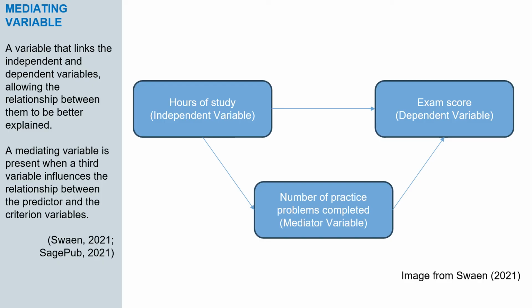So here we got to notice a direct path from hours of study to exam score and an indirect path from hours of study to number of practice problems to exam scores. So the mediating variable is present when a third variable influences the relationship between the predictor and the criterion variables, and it provides that link. Okay, so there is an indirect path. So we say it's not only the hours of study that will affect the exam score, the hours of study will affect the number of practice problems completed, which will eventually affect as well the exam score.